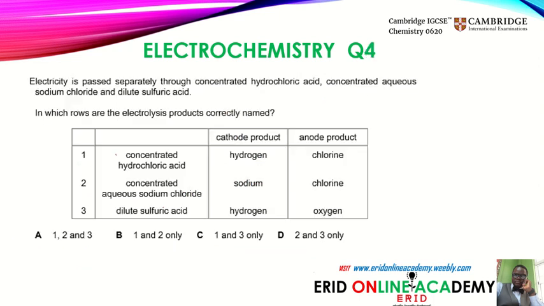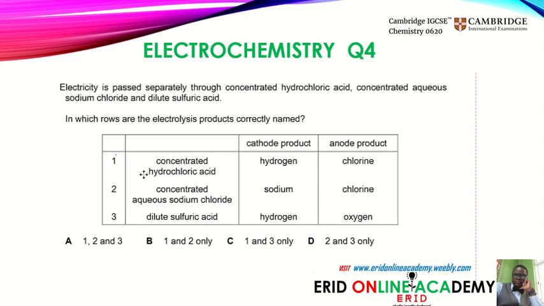So question 4. Electricity is passed separately through concentrated hydrochloric acid, concentrated aqueous sodium chloride, and dilute sulfuric acid. In solving this particular question, it should be easier now because we have considered various electrolysis.